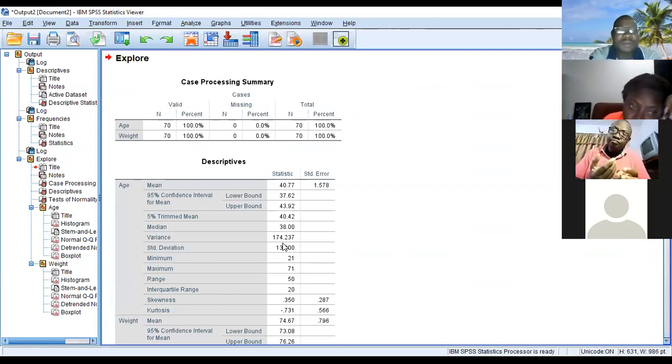Okay. Now, you can see the mean for age. The age, the weight is down. The age, look at the mean, 40.7. The median, 38.